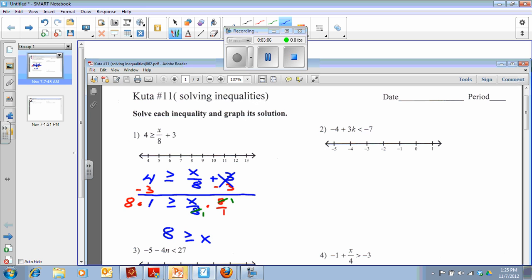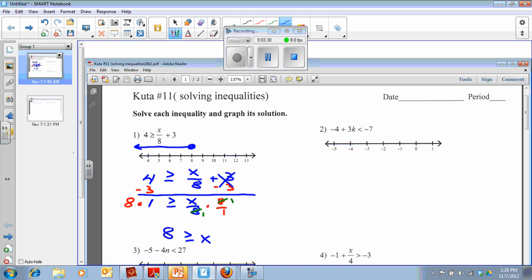And remember, when you graph, you must read the variable first. So I would say x has to be less than or equal to 8. It's kind of like I'm reading backwards. x is less than or equal to 8. All my solutions are less than or equal to 8. I'm including the number 8, so I'm going to make it a dark or colored-in circle. And I will want all the numbers less than or equal to, so I'm going to go in this direction.